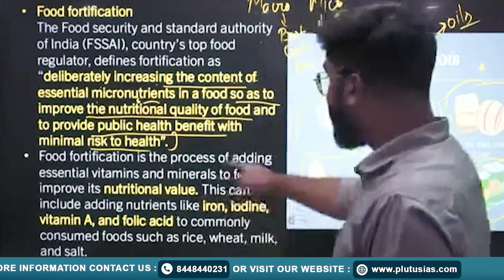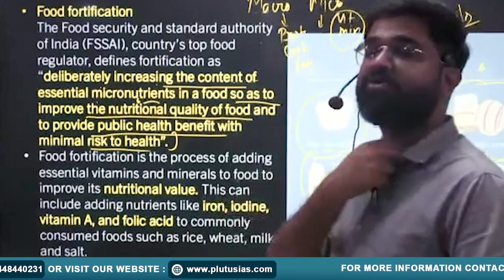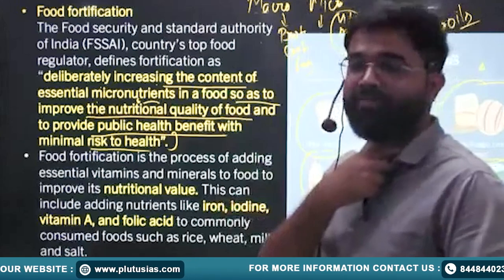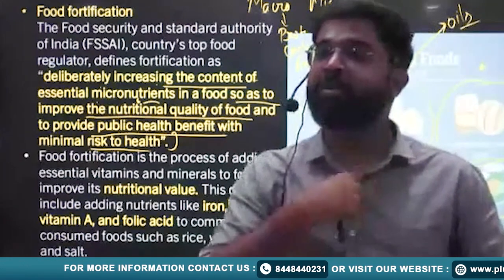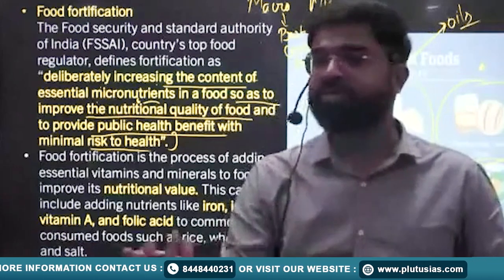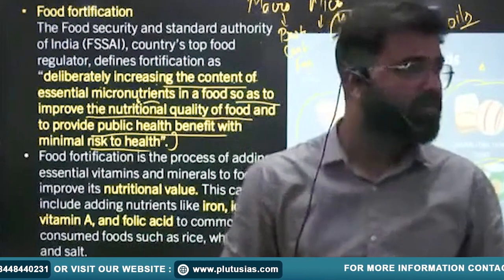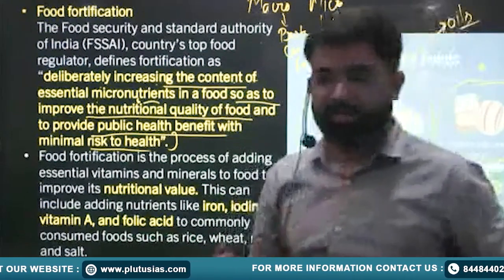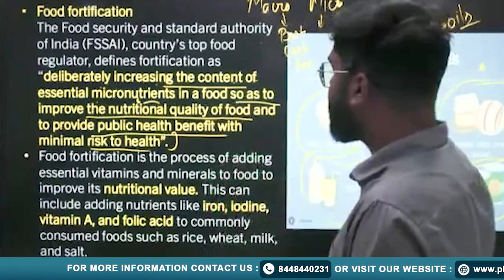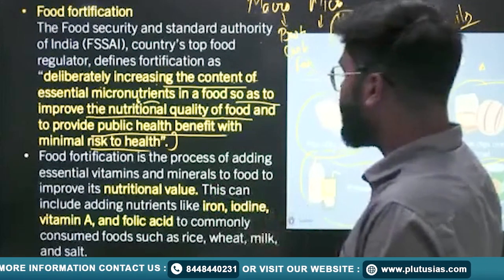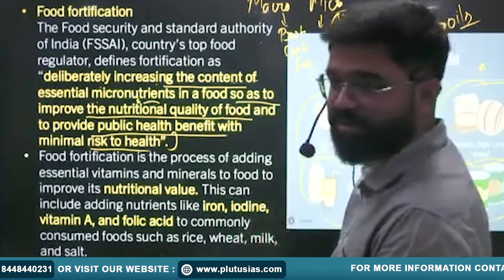Yes, so iron, iodine. Because of iodine deficiency, the pituitary gland and thyroid gland will become malfunctioning. Because of the malfunctioning of the thyroid gland, you may suffer from many diseases, one of them is goiter. So iodine, then vitamin E, then folic acid, added to commonly consumed foods such as rice, wheat, milk, salt. Iodine-fortified salt, we have all heard of it, right?